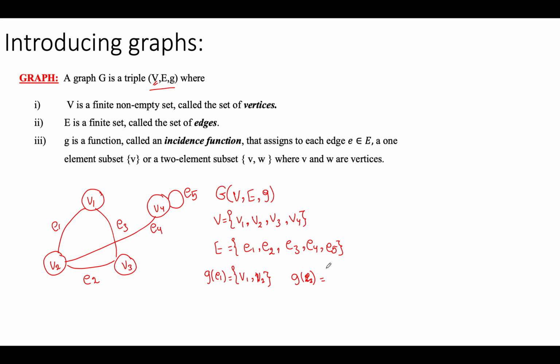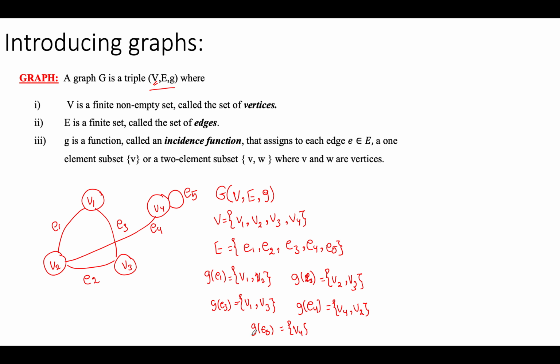E2 is connecting V2 and V3. G of E3 is connecting V1 and V3. And finally, well, not finally, we do have E4 and E5. E4 is connecting V4 and V2. And finally, E5 is connecting V4 and V4.